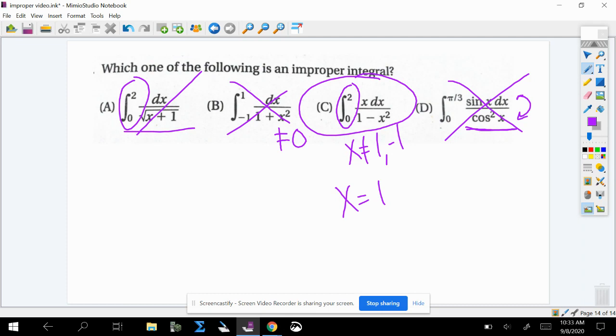I wanted you to see that sometimes that's what they want to know: what makes it improper, which one is improper. Sometimes you'll see multiple choice questions that give you a group and want to know which one out of the group is diverging. Those can be a little more time consuming, but this is a quick way to ask the same type of question.